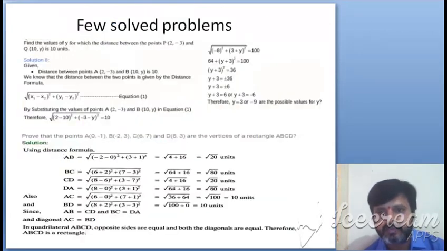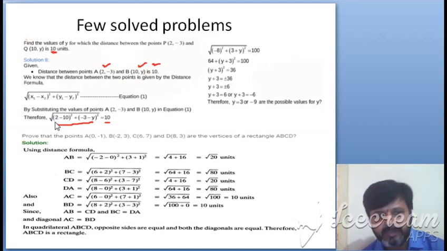So here are a few solved problems. The question asks this: the distance between the 2 points is 10 units. In the question, they have given 2 points as (2, -3) and (10, y), and the distance is 10. So we will equate the distance formula with 10 units.